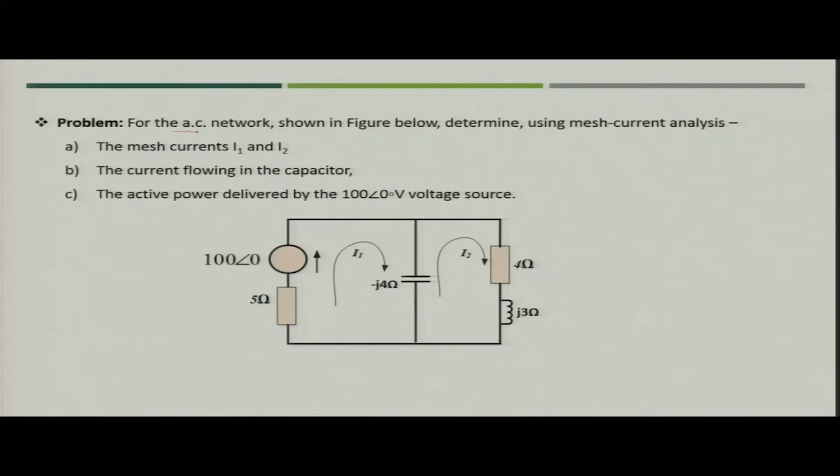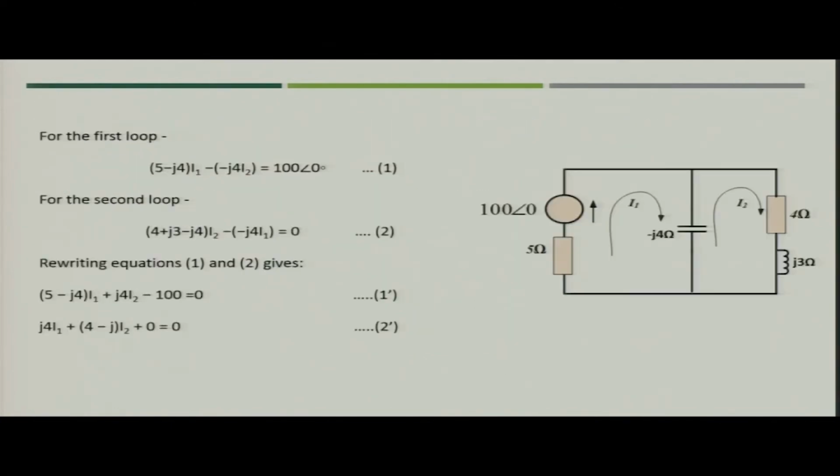Now, this example is not a DC network, it is related to an AC network as shown in the figure below. The objective is to determine the mesh currents I1 and I2, the current flowing in the capacitor, and the active power delivered by the 100 volt source with reference phasor as 0. So, we will use this circuit, apply the mesh analysis technique and find out the result.